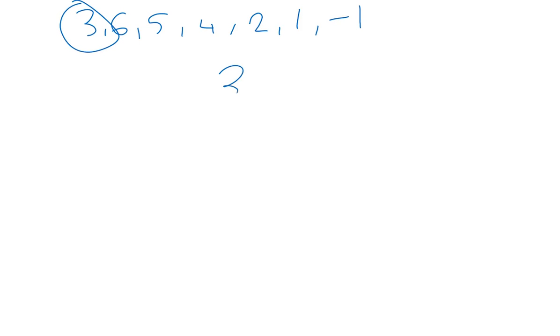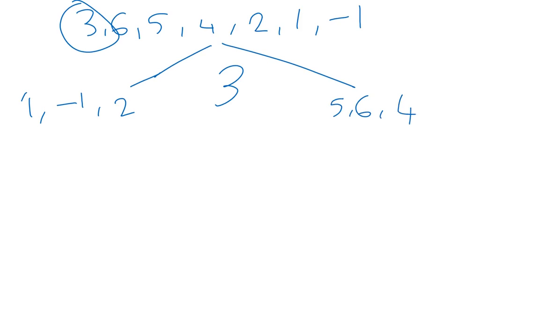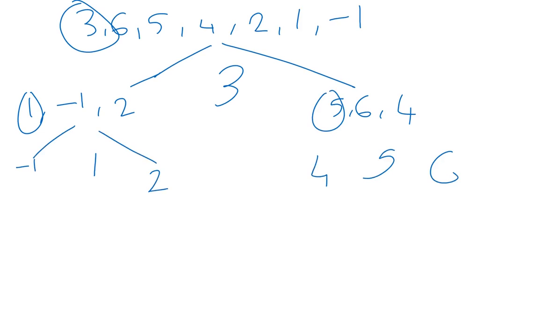So after doing partition, you will have all the elements to the left of this pivot which are less than or equal to the pivot. So you'll have 1, -1, and 2, and on the right you'll have greater elements, so you will have 5, 6, and 4. And then you are choosing this as the pivot, so you'll have left and right, and then choosing this as the pivot, so 5, 4, and 6.